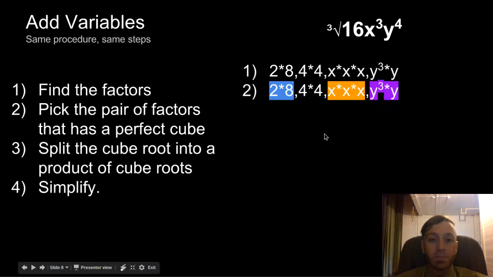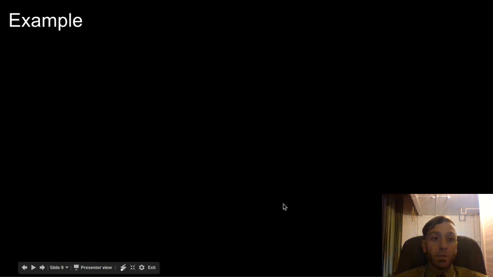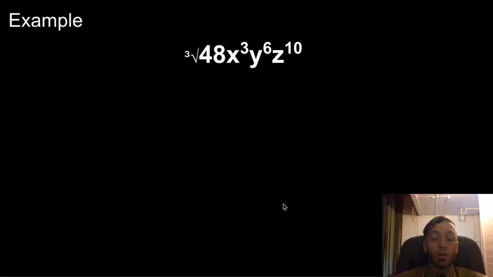Right. So here's your steps. And we end up with the answer of 2xy times the cube root of 2y. So now we're going to go through an example. Right. So the cube root of 48x cubed y to the 6th z to the 10th.